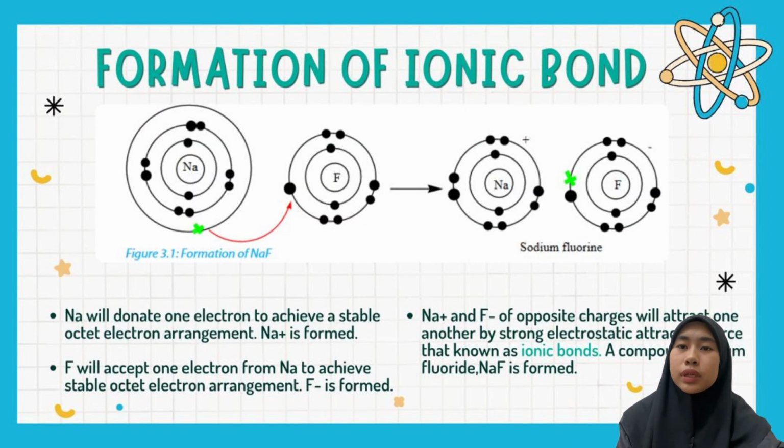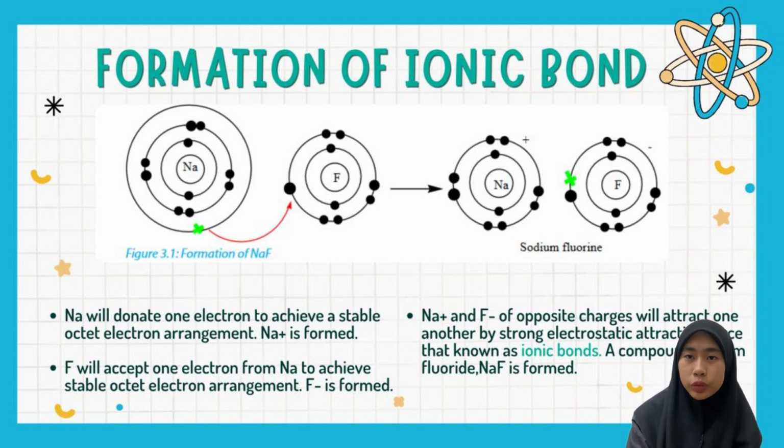This is an example of the formation of ionic bonds. Sodium will donate one electron to achieve a stable octet electron arrangement, while fluorine will accept one electron from sodium to achieve a stable octet electron arrangement. Sodium and fluorine, of opposite charges, will attract one another by a strong electrostatic attraction force known as an ionic bond. The compound sodium fluoride is formed.